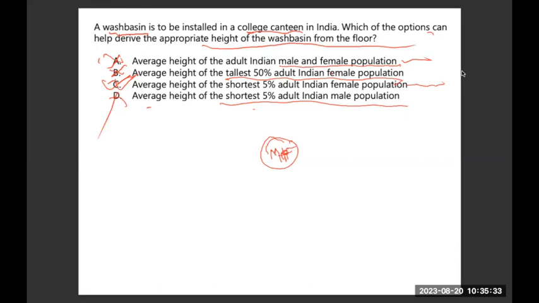In this case, if it was given shortest 5% adult Indian male plus female, it would be more appropriate, and it would also be confusing, but that option is not given. Hence, we'll go with the C option.